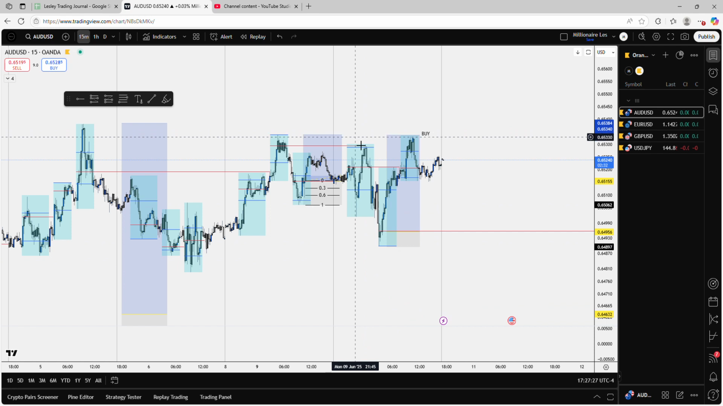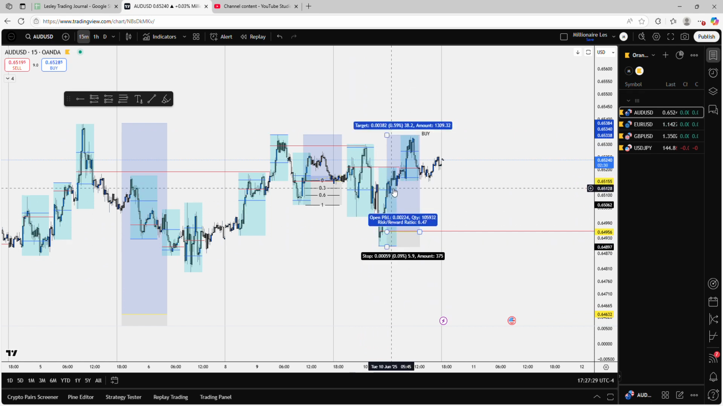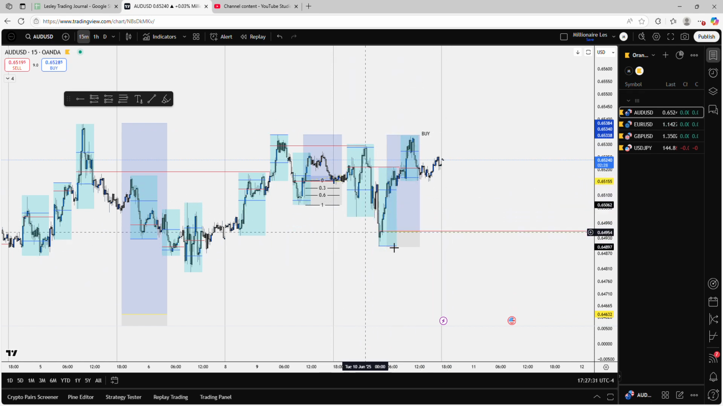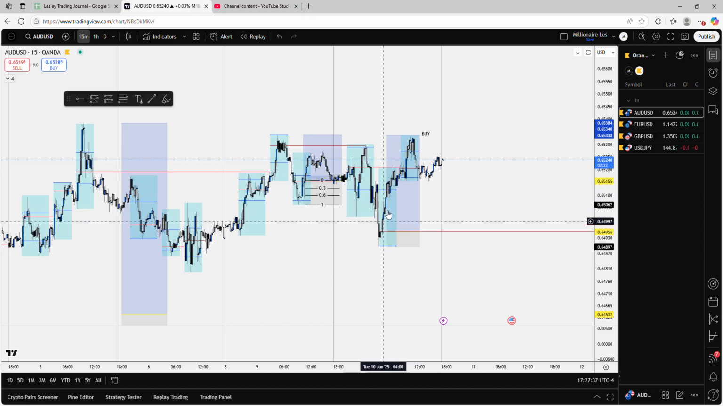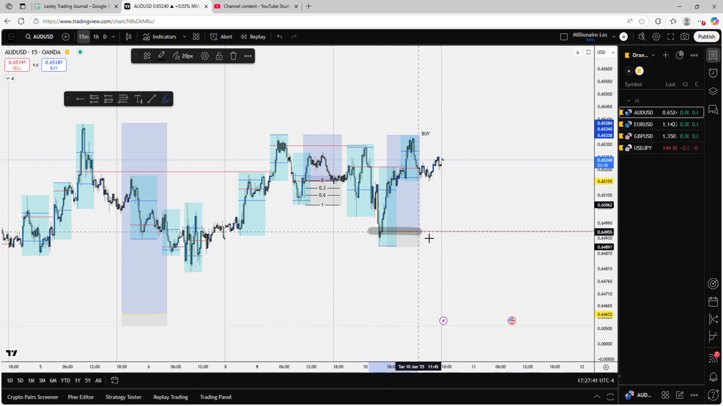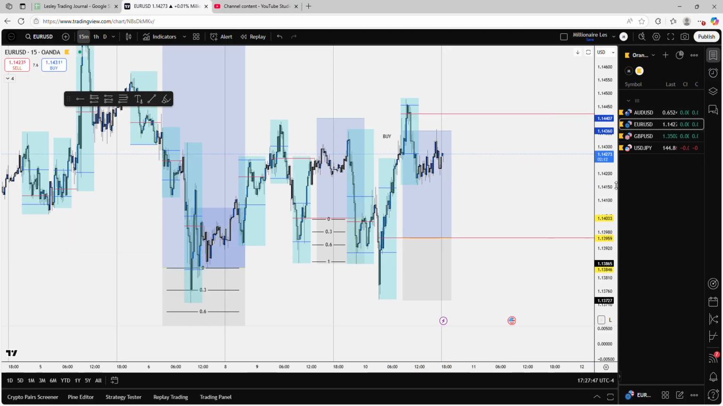I set a pending order based off of today's London POC, which as you can see is right here, but price hasn't really hit me in yet. So that's that. EUR USD, same thing.